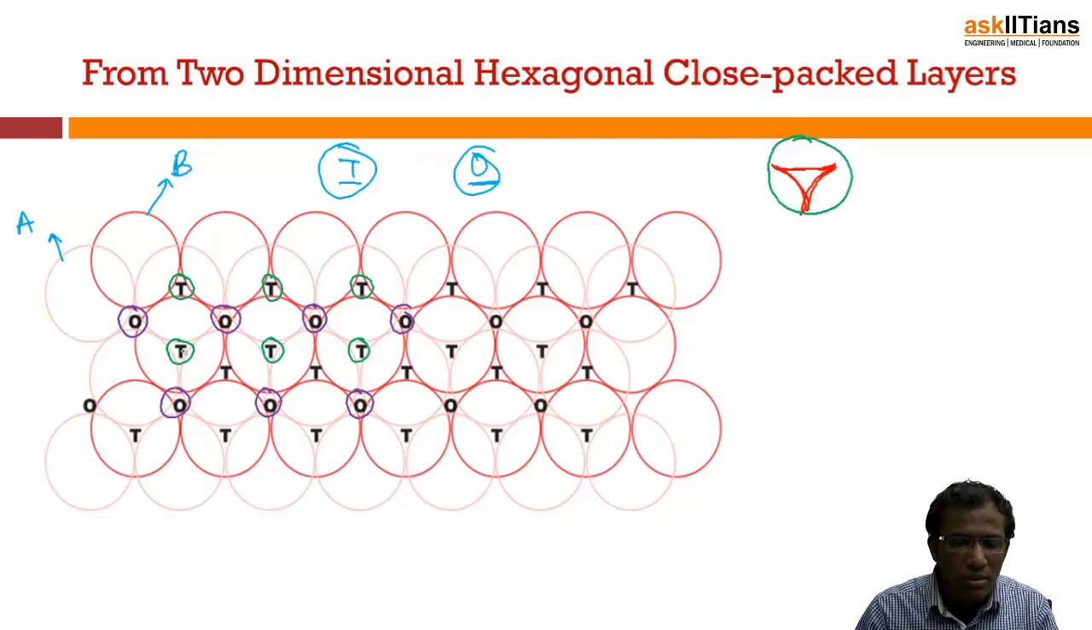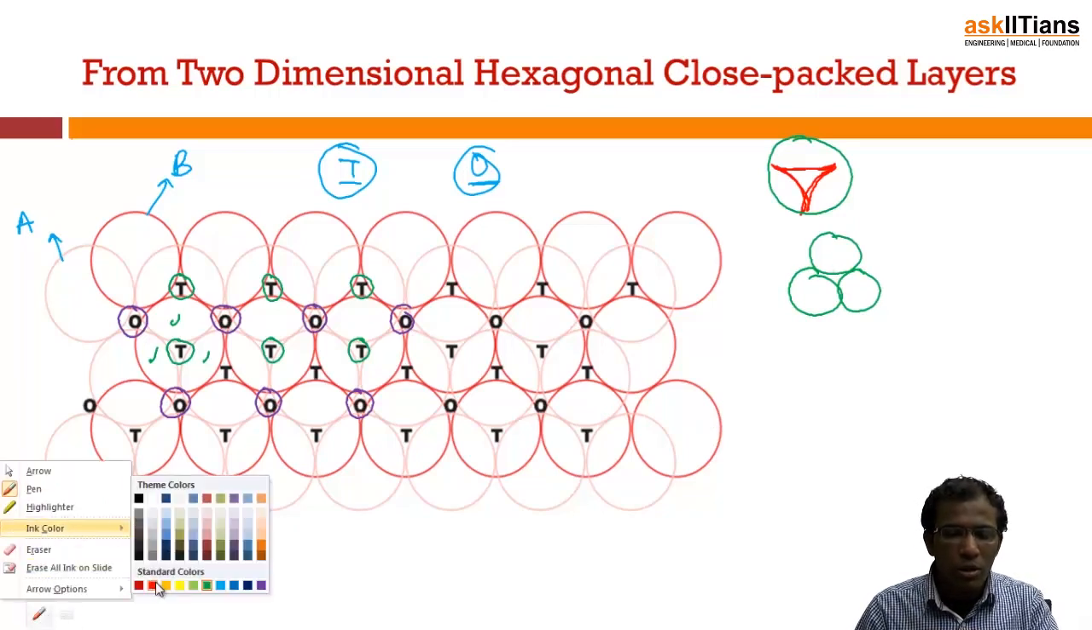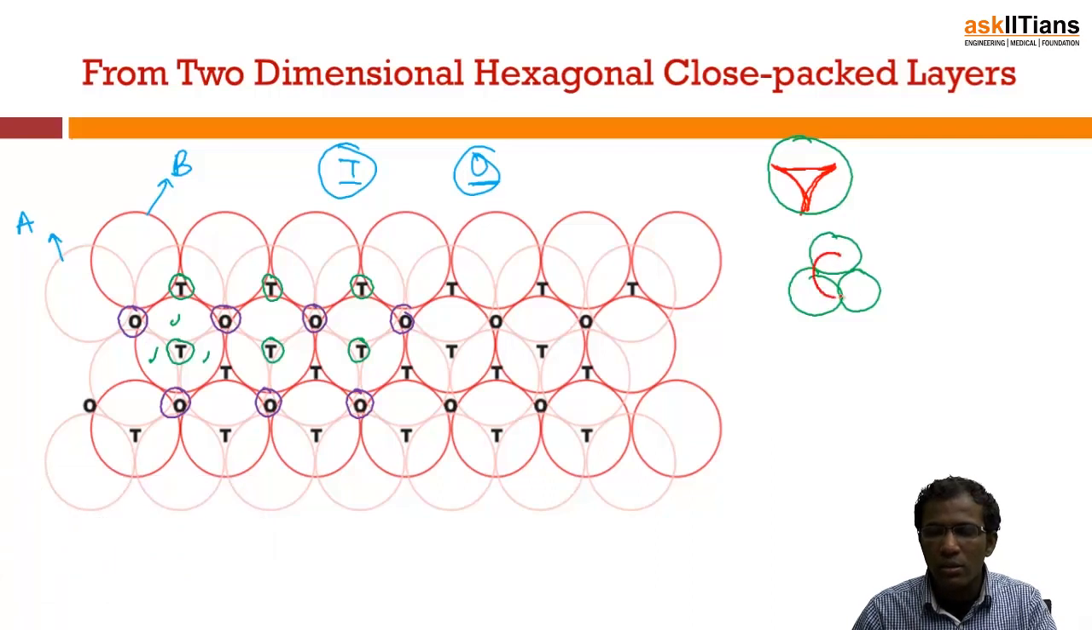So whatever the space that is formed between these four spheres, this is one sphere, this is the second sphere, third sphere, and this is my fourth sphere, which is above that. So four spheres are there, in which three spheres belong to one layer, and there is one more sphere which I placed above this depression, and that sphere belongs to my second layer, like this.